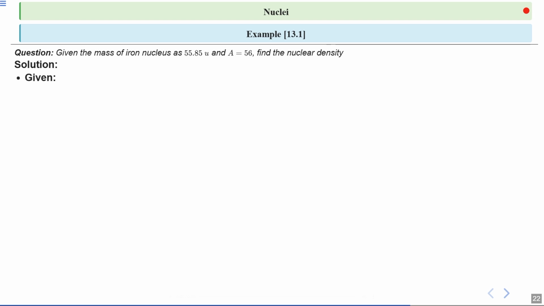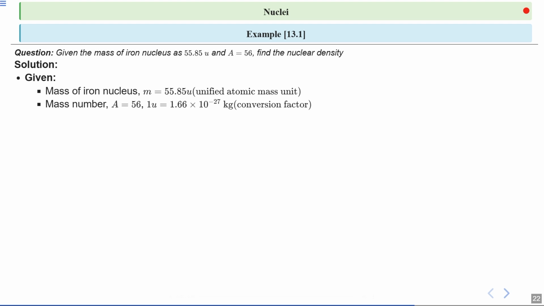So first, let's list out what information is given in the problem. Here we see that the mass of the iron nucleus is given as 55.85 unified atomic mass units, or u. Remember, u is a standard unit for atomic and nuclear masses, where 1 u is approximately the mass of 1 proton or neutron. Mass number is given as A equal to 56 and 1 u is equal to 1.66 times 10 to the power minus 27 kg. Let's restate the mass of the iron nucleus as M Fe equals 55.85 u.